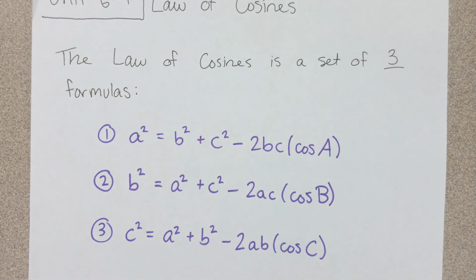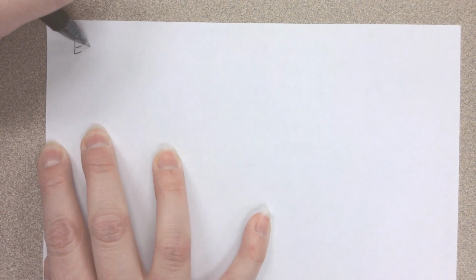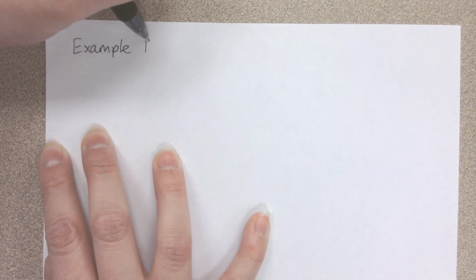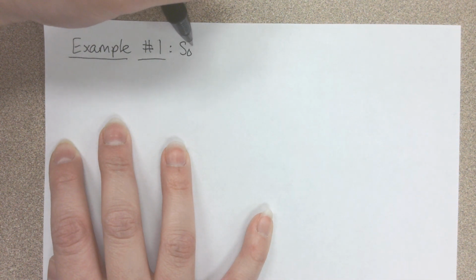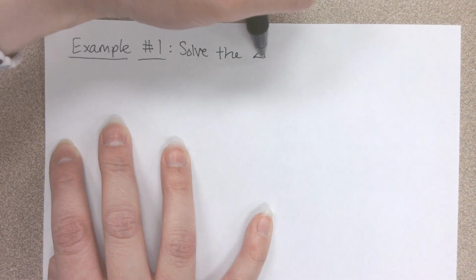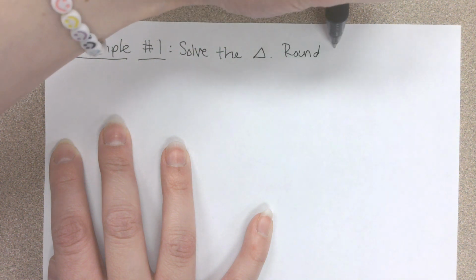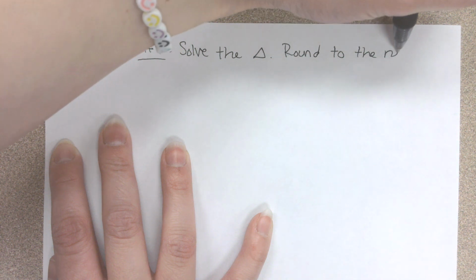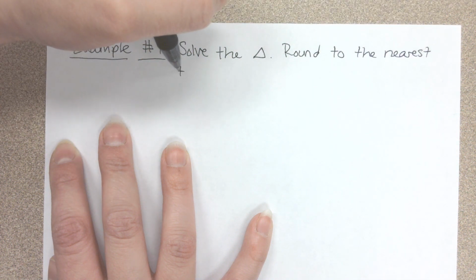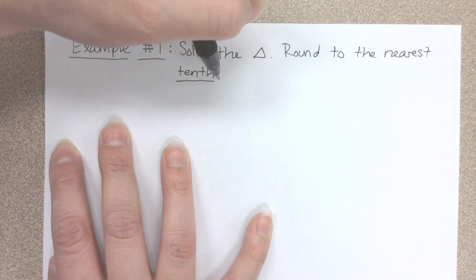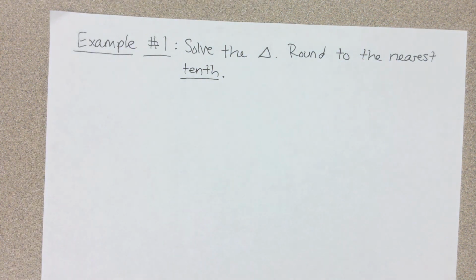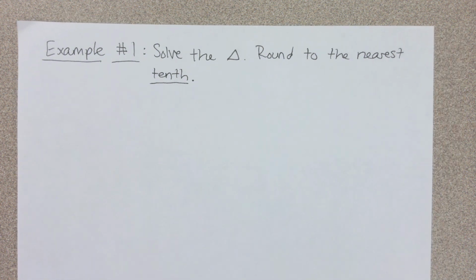We're going to do 2 examples today, 2 different types of problems. First example. Solve the triangle. Round to the nearest tenth. It doesn't say the rounding on the homework, but you'll check my key. The answers will be in tenths places.